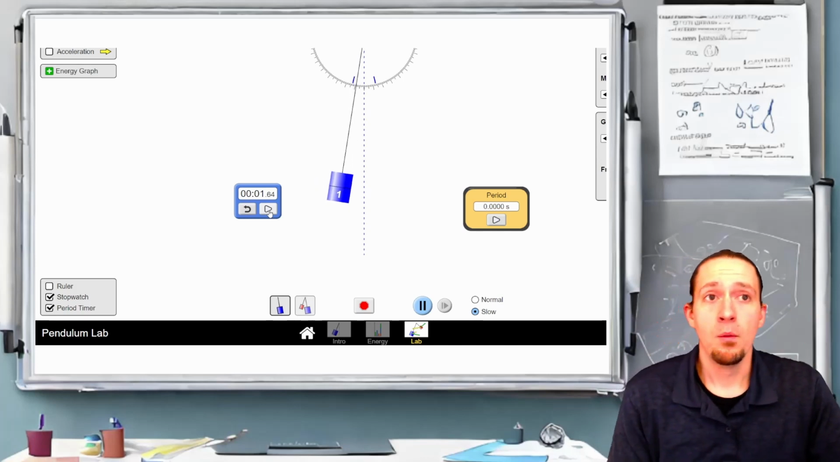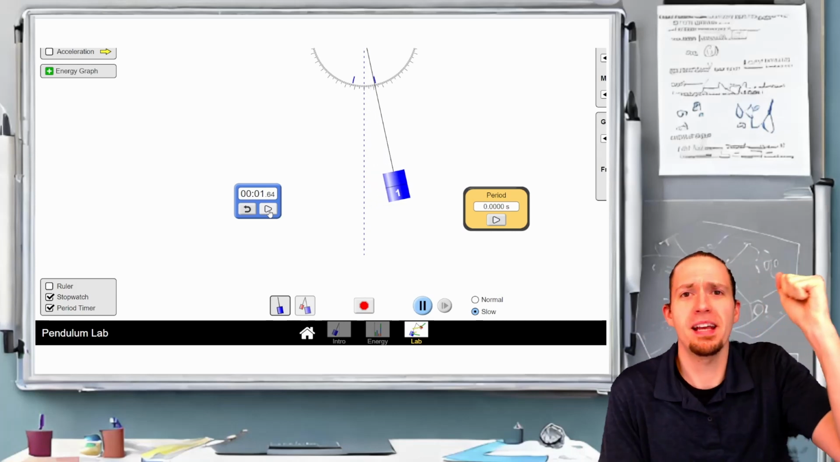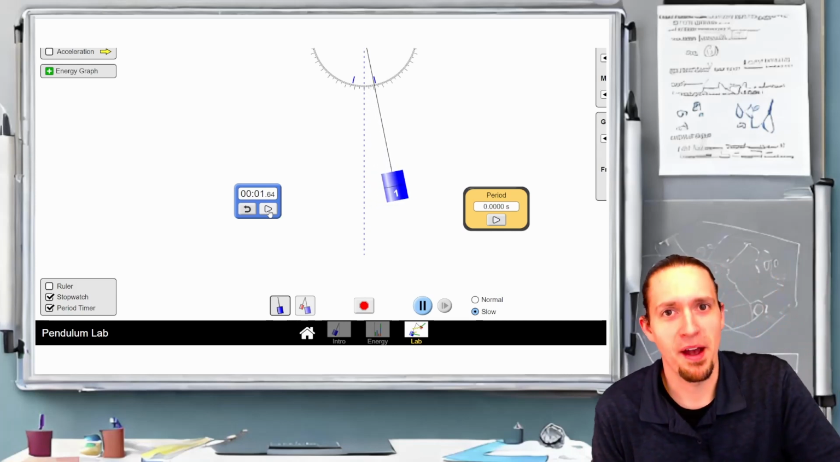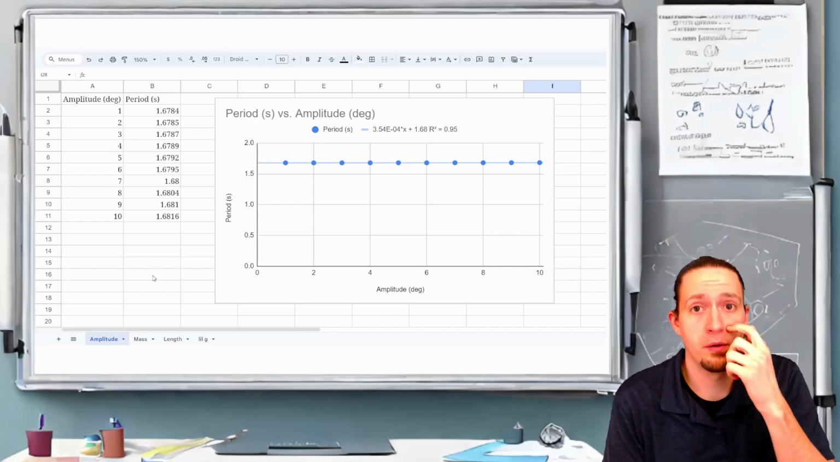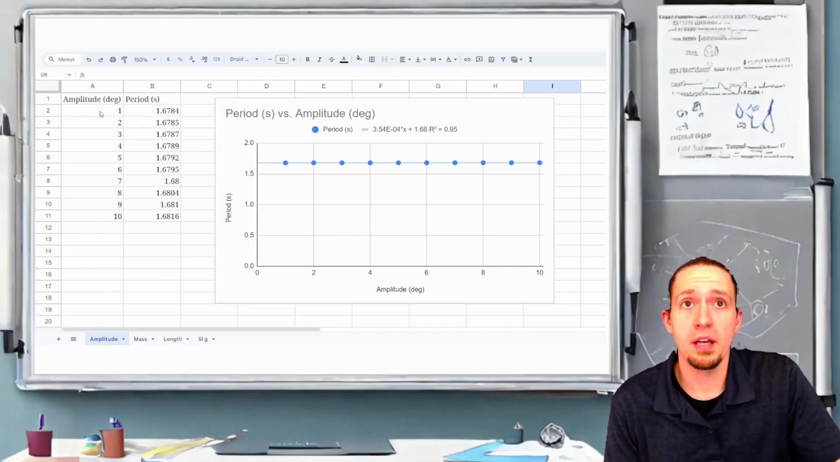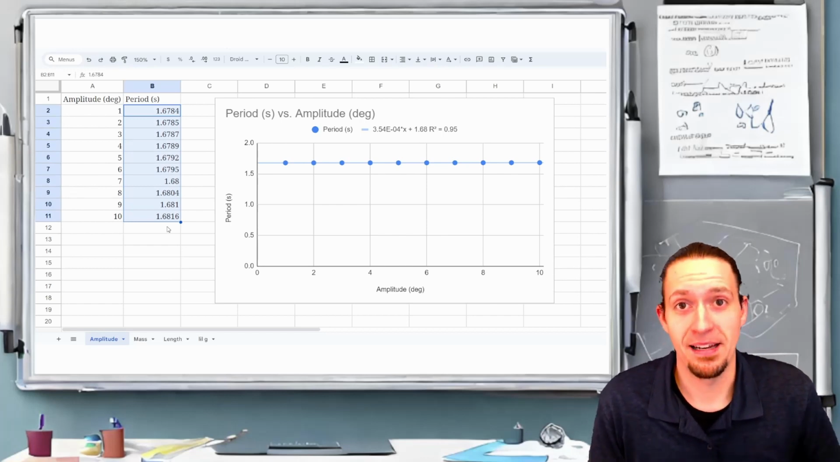Now, once we collect all that data, obviously the only way to analyze it is to graph the data. So let's dive into the graphs. The first graph we have here is amplitude and period. If we look at the data here, we can see that this looks very, very flat. However, if you are paying attention, you can absolutely see a trend in that data.